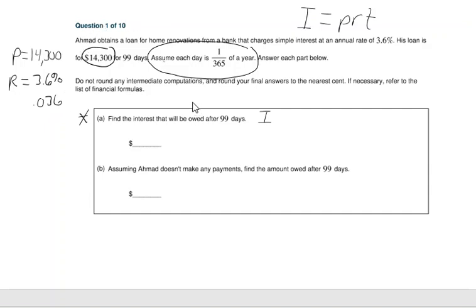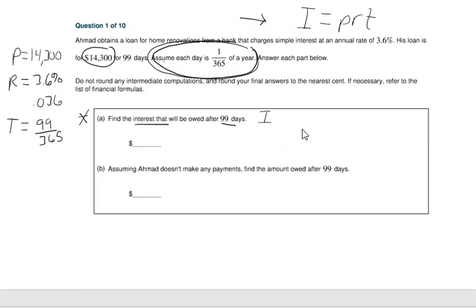Now for the time, this is where it's a little bit tricky. Find the interest that will be owed after 99 days. In this formula, the T is time in years. And it says assume each day is 1/365th of a year. So if we're finding the interest that will be owed after 99 days, 99 days out of 365, that would be our T.